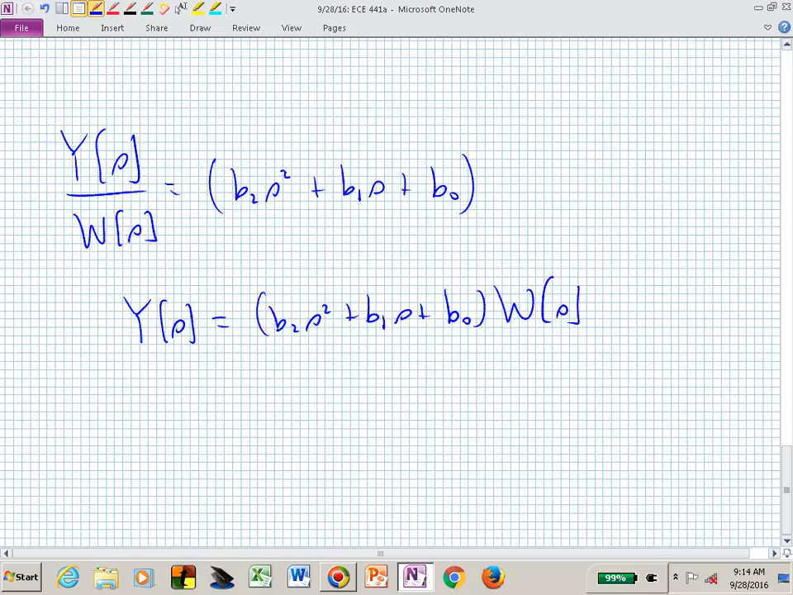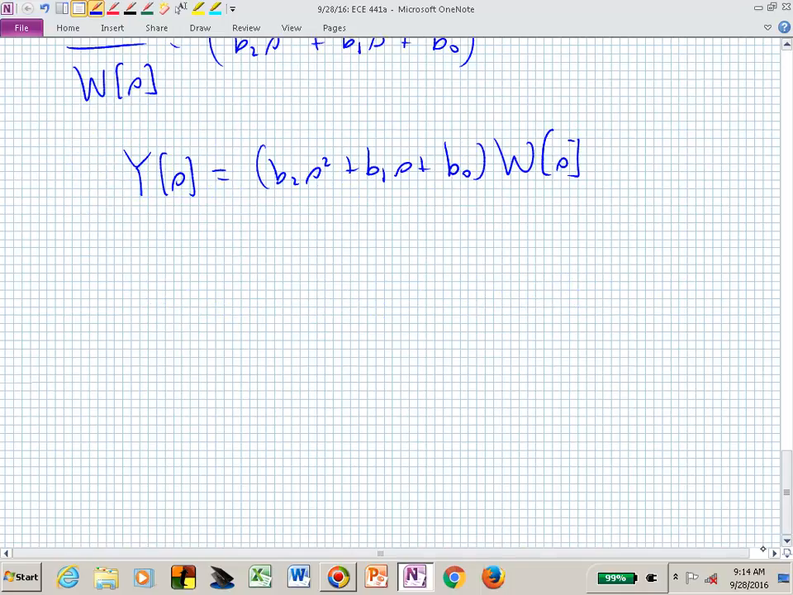So now we need to take this into the time domain. And that should be trivial. We have y, and then what's the first term on the right? It's the second derivative of w scaled by b sub 2, and then we have our other derivatives of w.